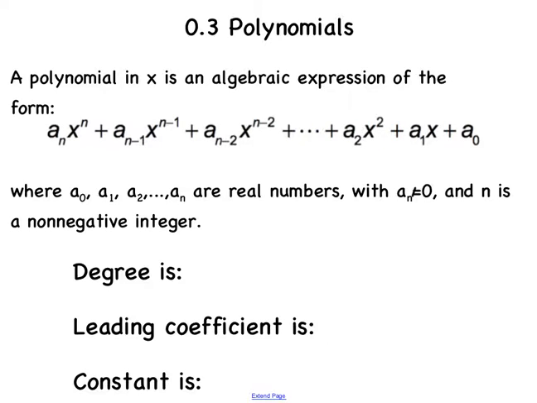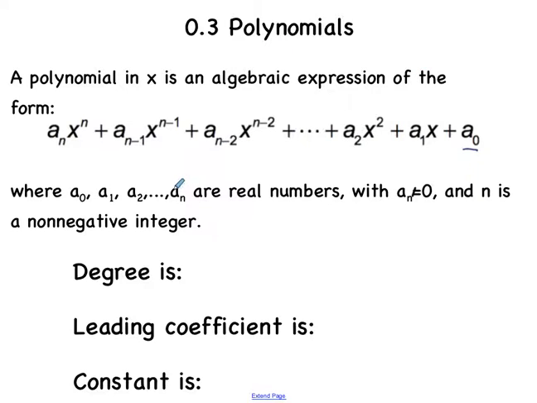Now, I'd like to talk today about polynomials primarily. A polynomial is an algebraic expression of the form, and this looks kind of intimidating, but really what it is, I have a number times x to some power, and then another number times x to a power 1 less than that, and so on until I get to where I just have another number there without an exponent at all.